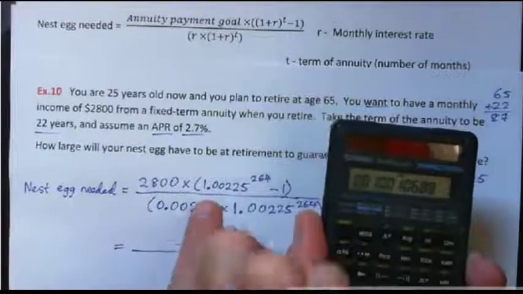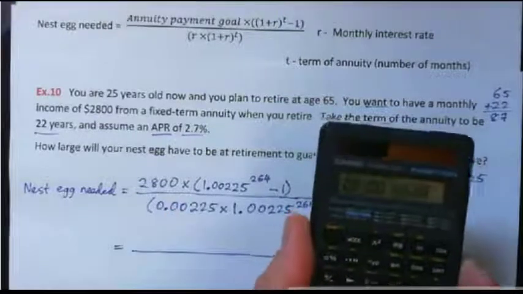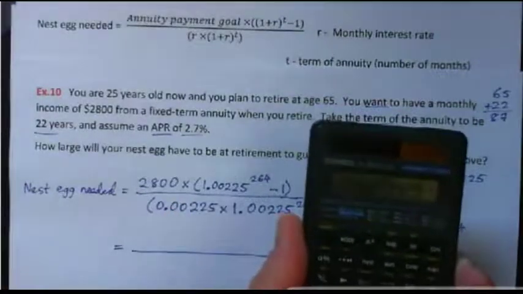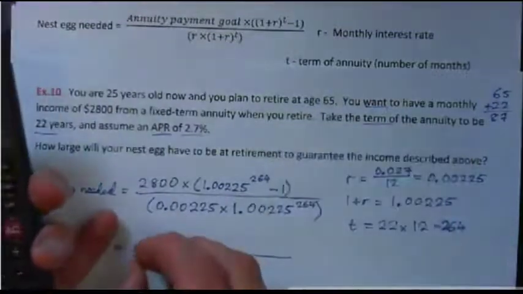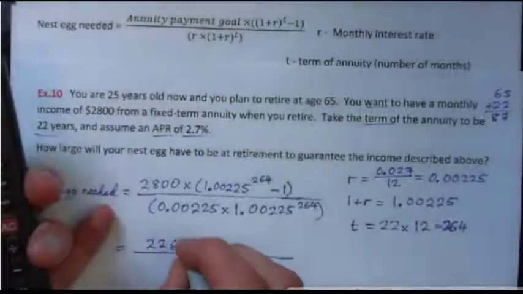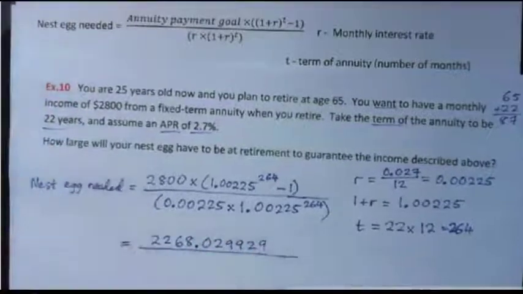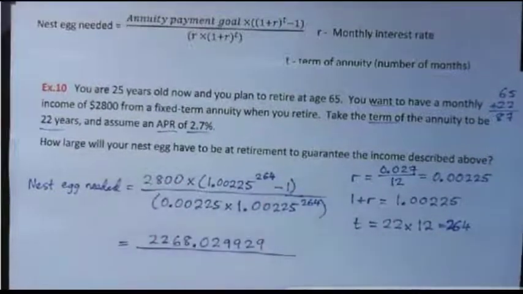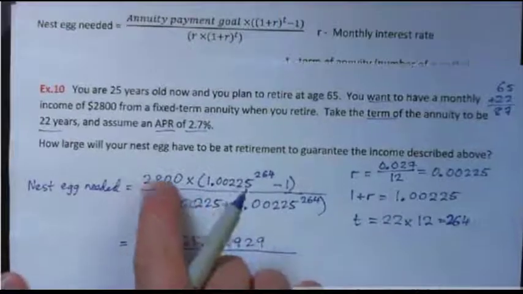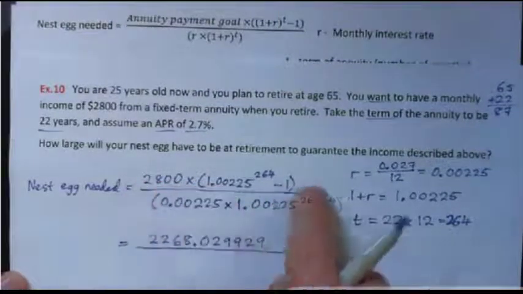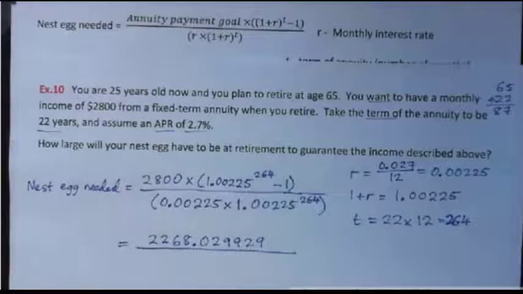We take this number and multiply it by 2800. So times 2800 equals this number. Write that one down. 2268.029929. Okay. And now calculate the bottom. And once again, on the top, if you have a calculator that will do a one-line entry, you could just write out the top and press enter and get that as well. So now press pause and do the bottom of the fraction, and then check it. Okay, I'll do it now.